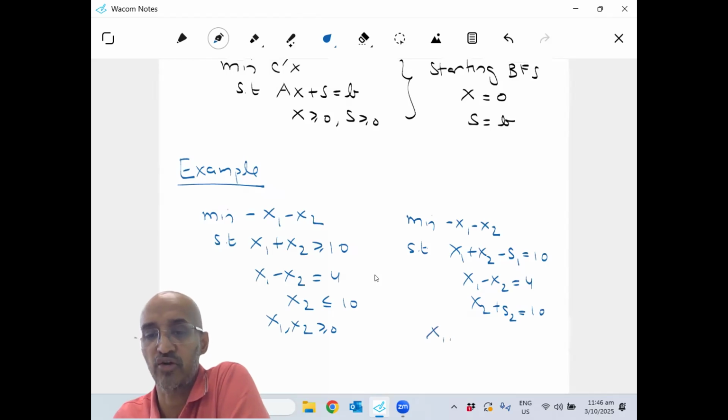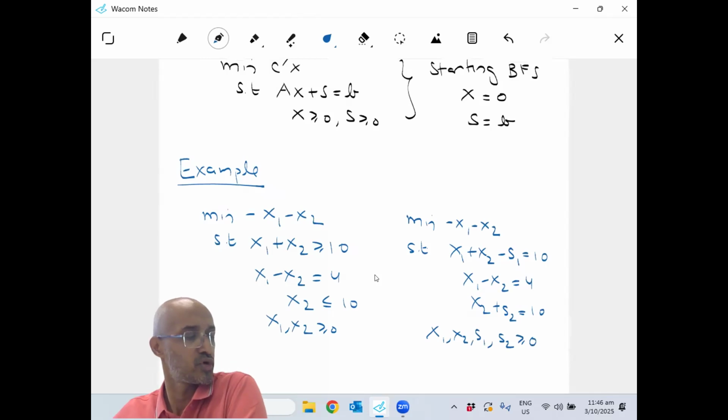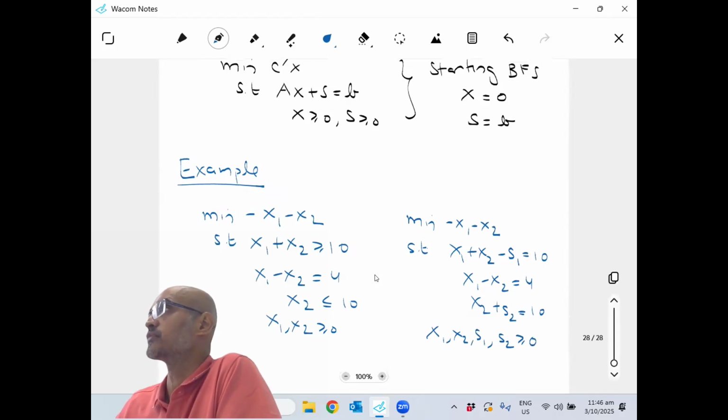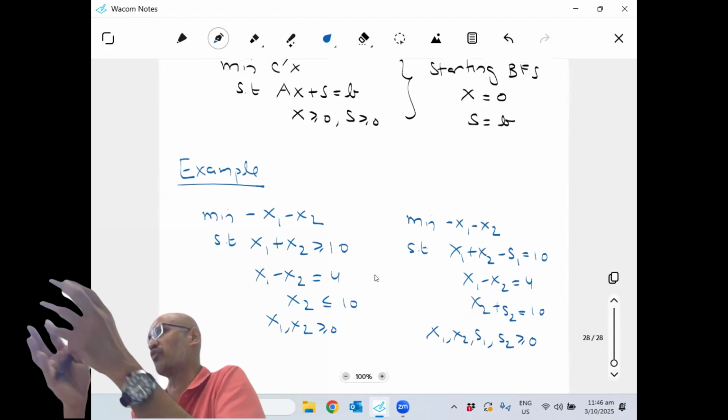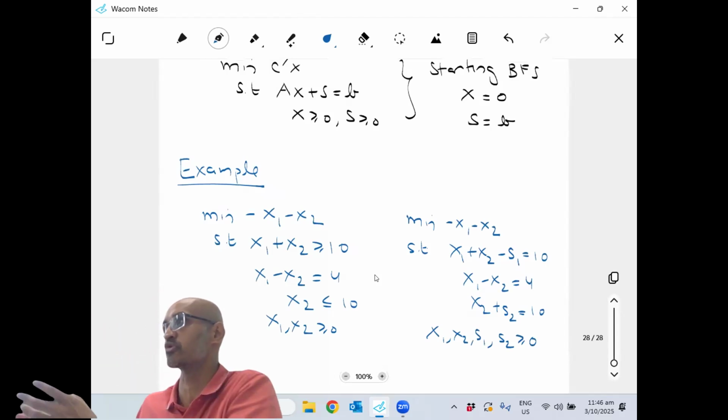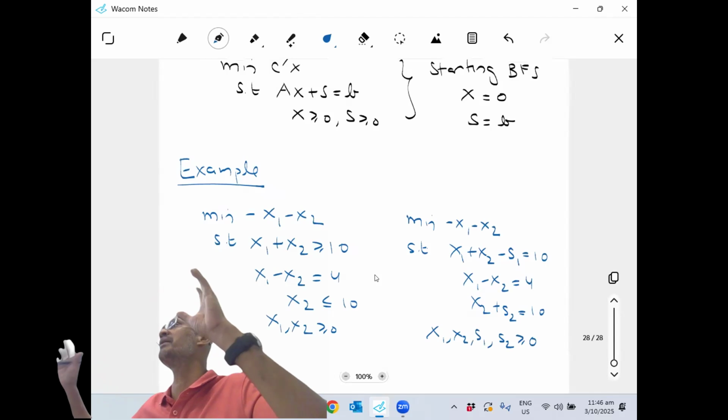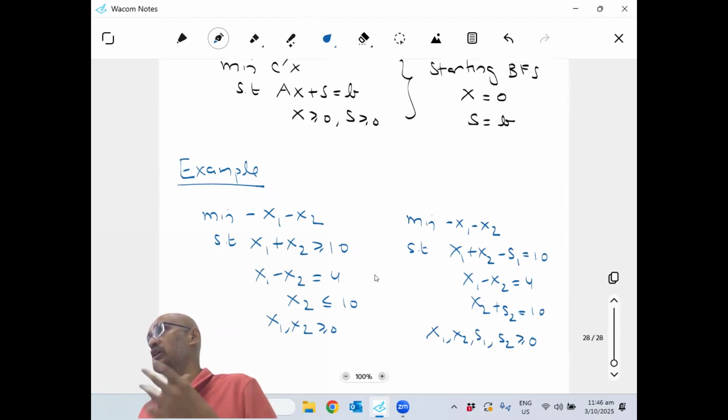So even if I convert this to standard form, it's not a priori clear how to identify the identity matrix here. It's not there a priori. This is a simple example. Maybe with a bit of work, you can find a basic feasible solution. But imagine a problem with many, many variables, many, many constraints, because ultimately, we want an approach that works for any LP.